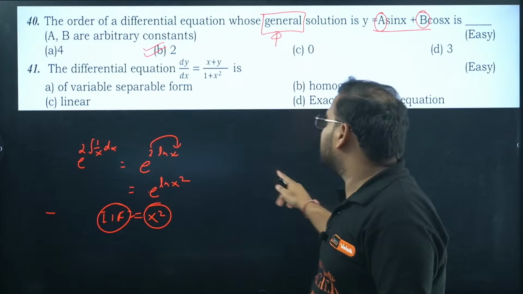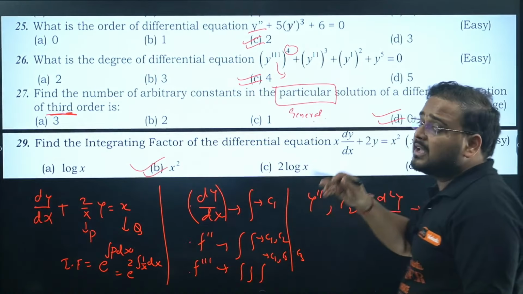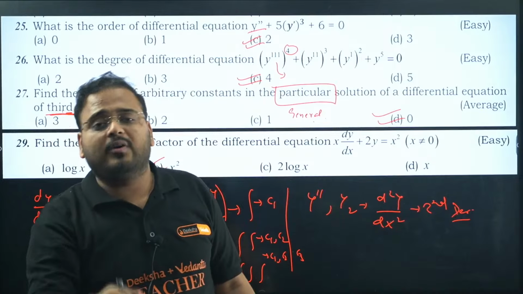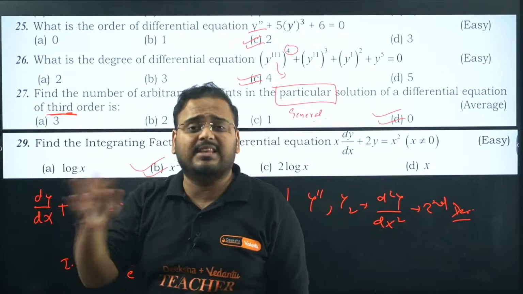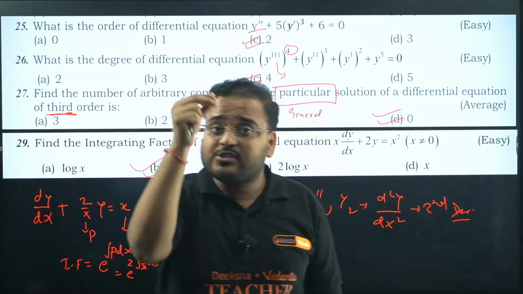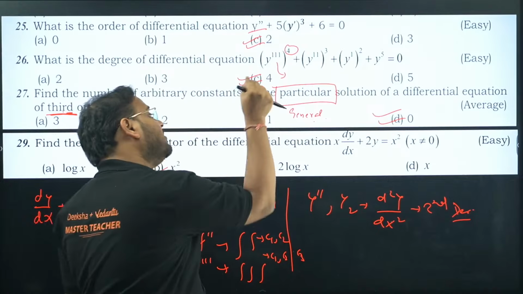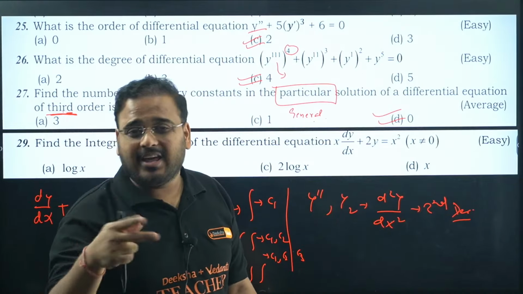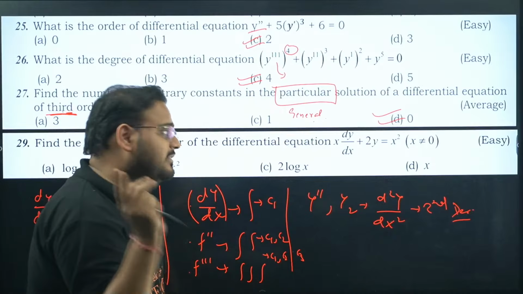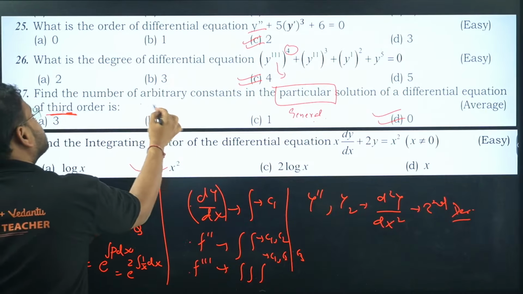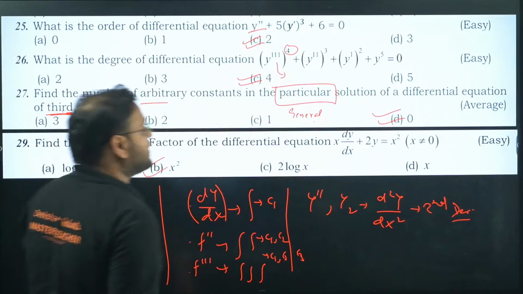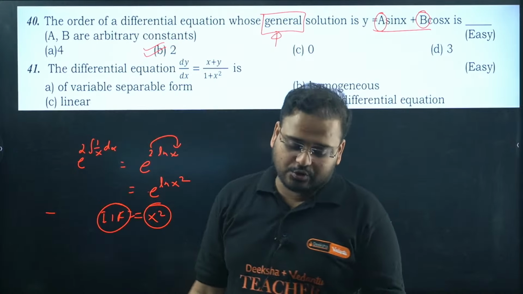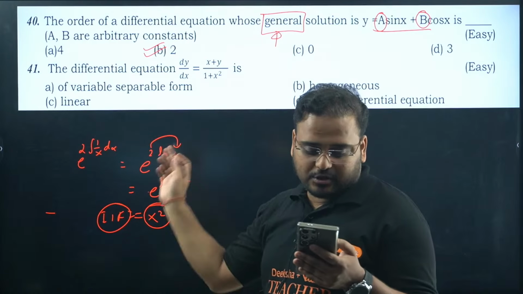But in the previous case they mentioned a particular solution, which means they'll give you the values of x and y, let's say 2, 3, 5, 5, 6, anything they can give you, and using those coordinates of x and y you can put them in the general equation and get the values of the constants C or C1 or A or B, whatever the constant is, and that's why there will be no constants left, hence it is 0. But in this case it is 2 because it is a general solution. So if this was your doubt, I hope this is clear.